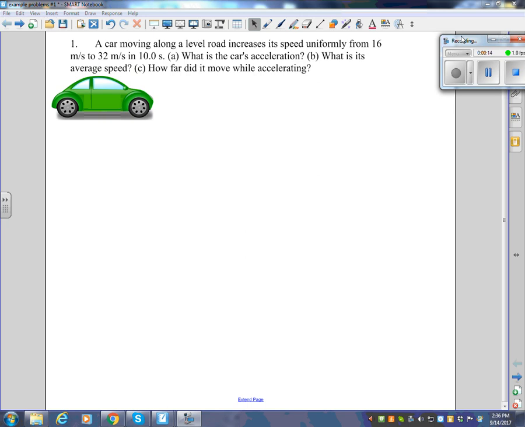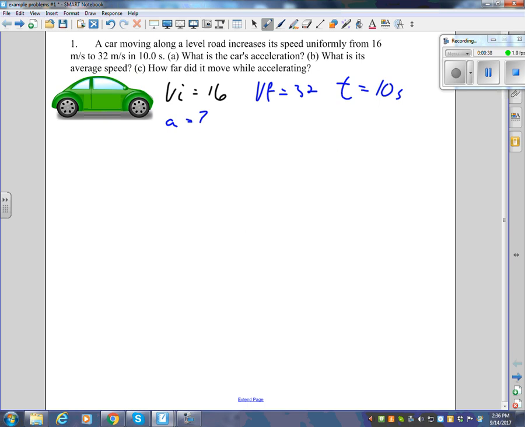So, we know the 16, that is going to be the VI. Some of you like to write it out. Some of you just like to write VI beside the 16. Whatever works for you is good. That makes the VF equal to 32. The time, or the change in time, technically, is 10 seconds. And we are asked to find the acceleration. Which one of the special formulas from yesterday has VF, VI, and AT in it?